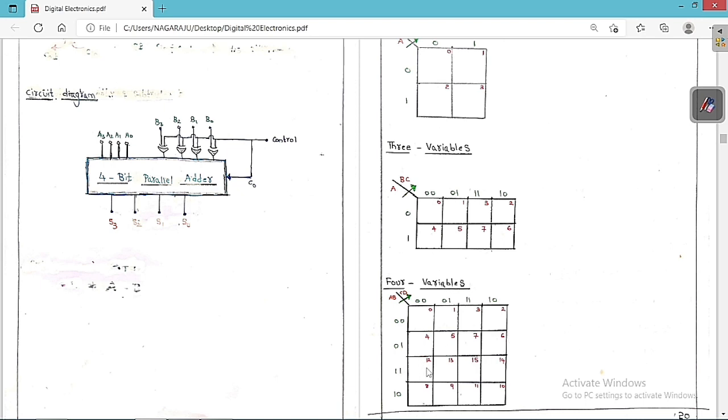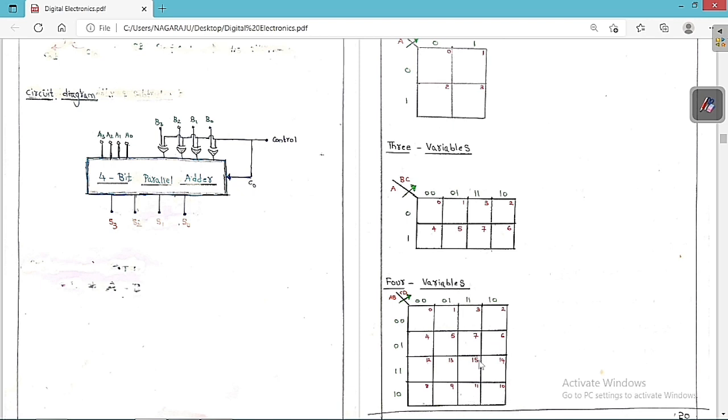1, 1, 0, 0 means 12. 1, 1, 0, 1 means 13. 1, 1, 1, 1 means 15. 1, 1, 1, 0 means 14. 1, 0, 0, 0 means 8. 1, 0, 0, 1 means 9. 1, 0, 1, 1 means 11. 1, 0, 1, 0 means 10.